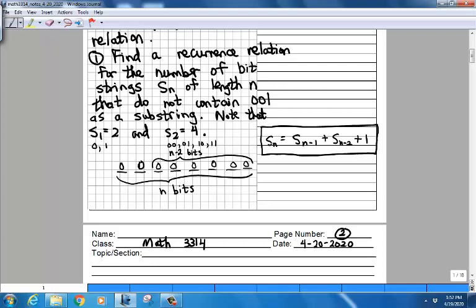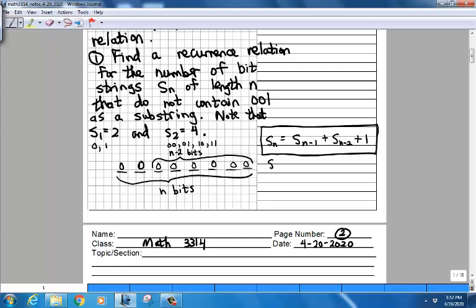How many bit strings of length n do not have 0, 0, 1 in them? Well, it would be the number of bit strings of length n minus 1 that don't have 0, 0, 1, plus the number of bit strings of length n minus 2 that don't have 0, 0, 1, plus you get this additional 1, the bit string that has all zeros in it. So let's use that to count some bit strings just for fun.